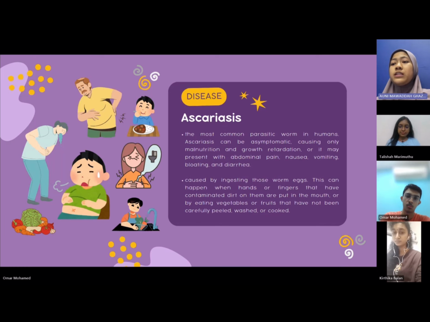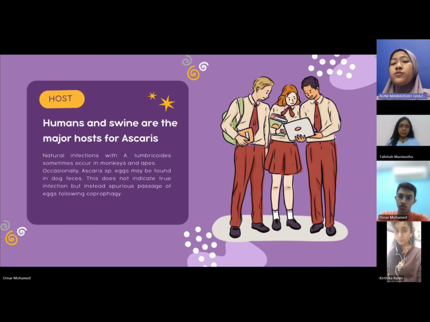The disease caused by this parasite is ascariasis. It is often asymptomatic, causing only malnutrition and growth retardation. It may present with abdominal pain, nausea, vomiting, bloating, and diarrhea. It is caused by ingesting worm eggs, which can happen when hands or fingers that have contaminated dirt on them are put in the mouth. The hosts for this parasite are humans and swine.